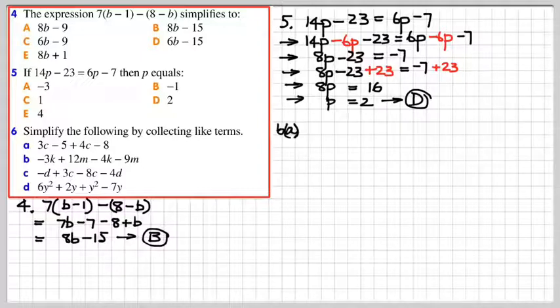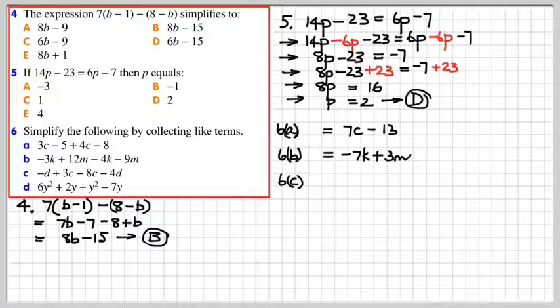Okay, number 6. Simplify the following by collecting like terms. Well, that's pretty easy, isn't it? No problem. There's 4 of them to do, though. Okay, yes, that's 7C minus 13, very easy. What about B? What's that going to be? That's going to be minus 7k, yes, plus 3m. Very easy. You don't need to get too concerned about those.